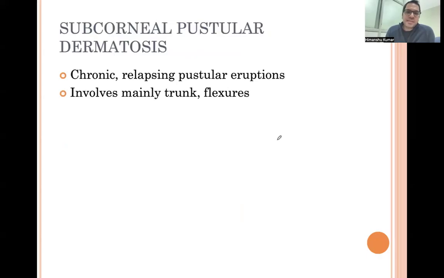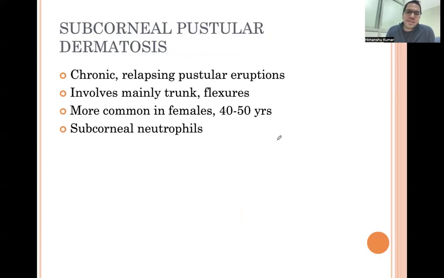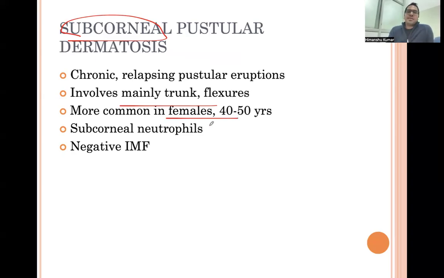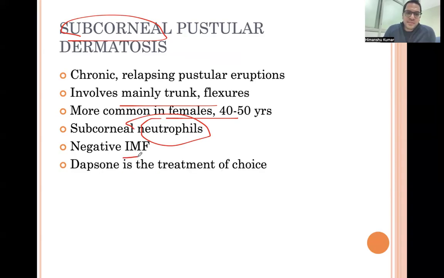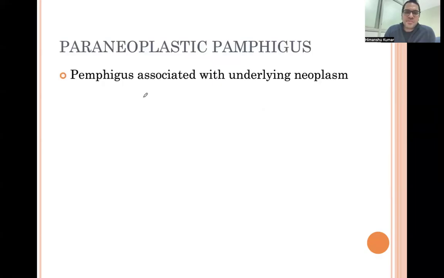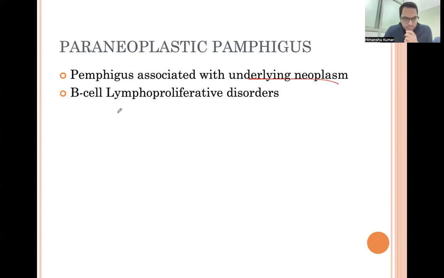Now, SCPD is another differential and type of pemphigus, which again is subcorneal, below the stratum corneum. We see lesions on the trunk and flexures, most common in females. There is characteristic neutrophil collection below the stratum corneum, and immunofluorescence is negative. Dapsone works extremely well. So, and then paraneoplastic pemphigus associated with underlying any malignancy.